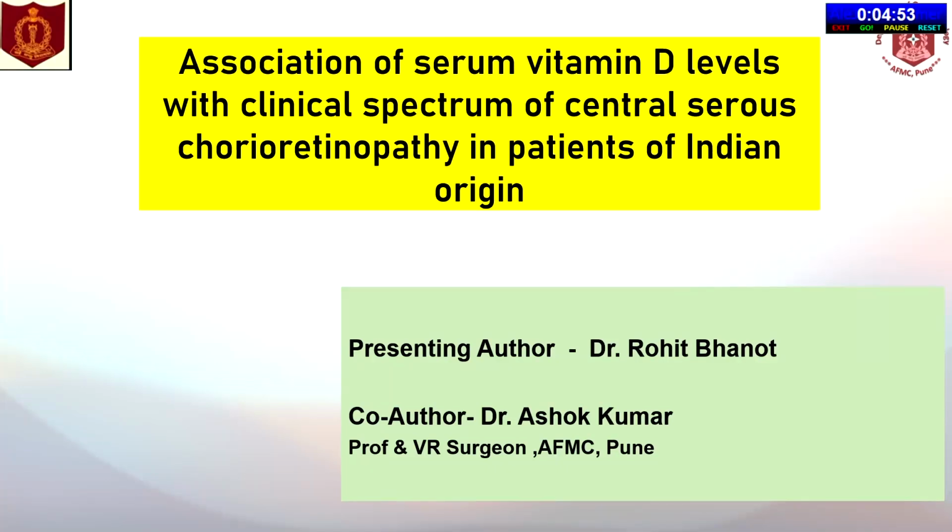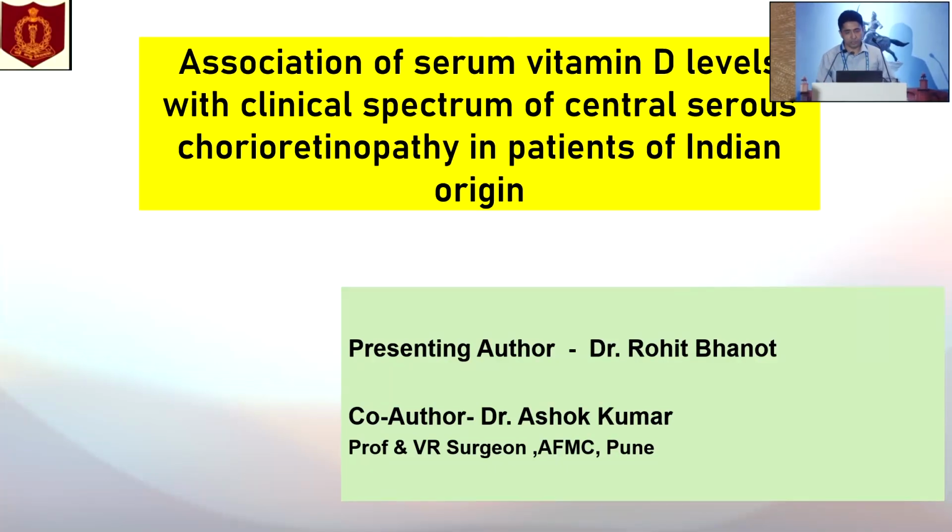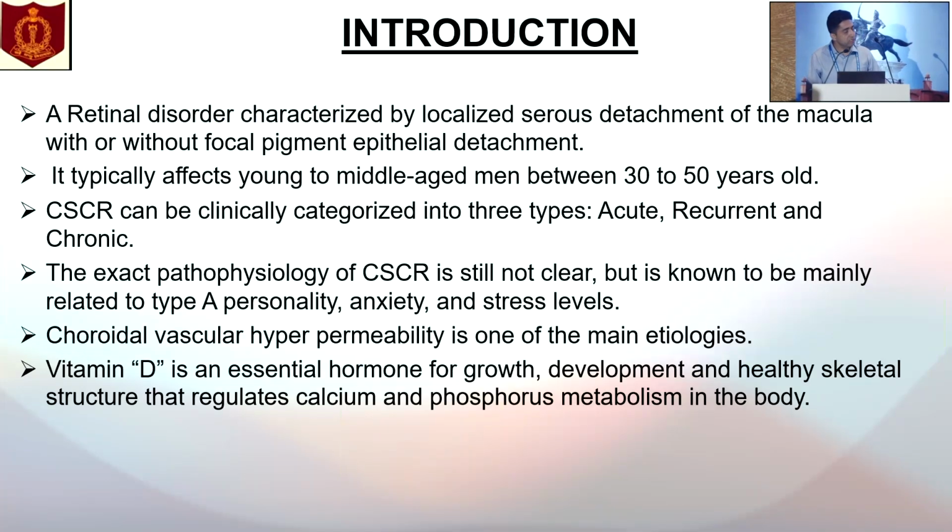Good morning, everyone. My paper presentation is on the association of serum vitamin D levels in the clinical spectrum of CSCR in patients of Indian origin. As we know, it's a retinal disorder characterized by localized serous detachment of the macula with or without focal pigment epithelial detachment. It generally affects young to middle-aged men between 30 and 50 years of age. CSR can be categorized into acute, recurrent, and chronic. Though the exact pathophysiology of CSR is still not clear, it is known to be related to type A personality, anxiety, and stress level. Among the main etiologies, choroidal vascular hyperpermeability is one of the main reasons.